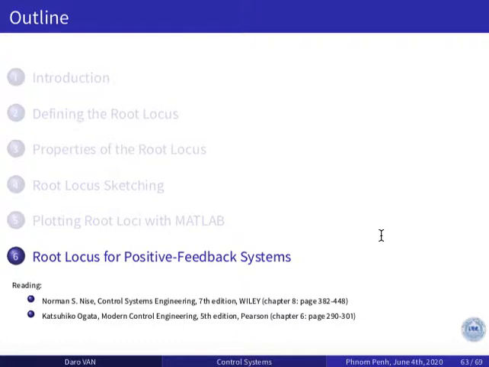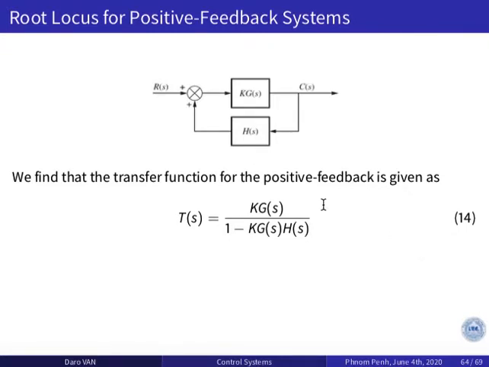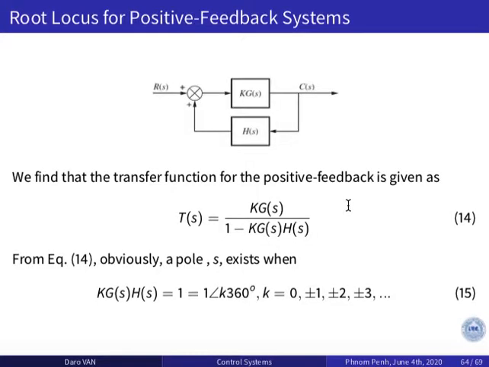In this section we'll discuss root locus for positive feedback system. Basically, how to sketch it. Consider this simple system, and this is a positive feedback, before we discussed a negative feedback. If you do the block diagram reduction, you will end up with this closed loop transfer function with this minus sign. So it has magnitude of 1 and the angle of k times 360.